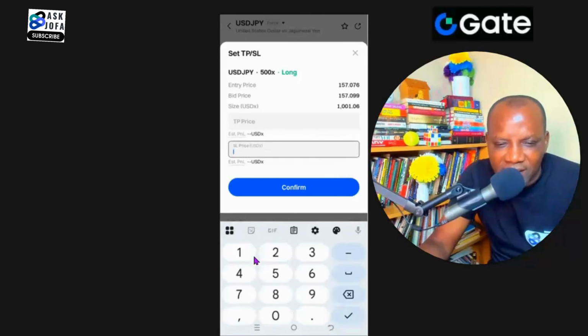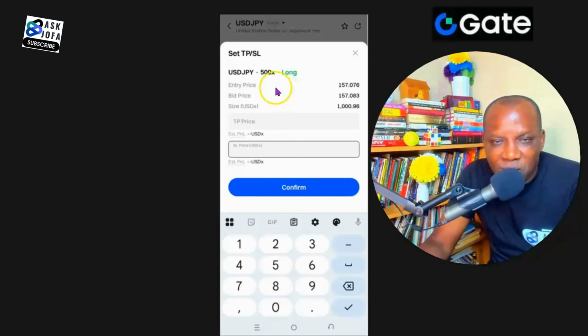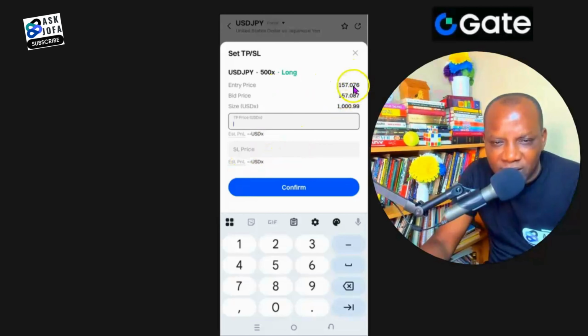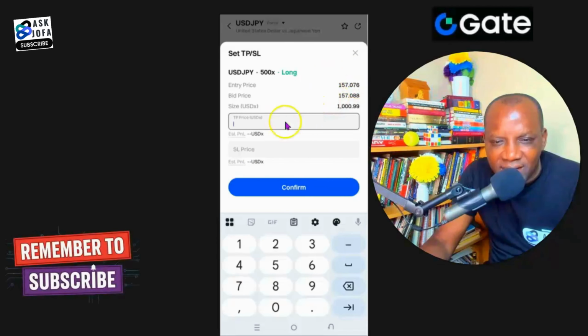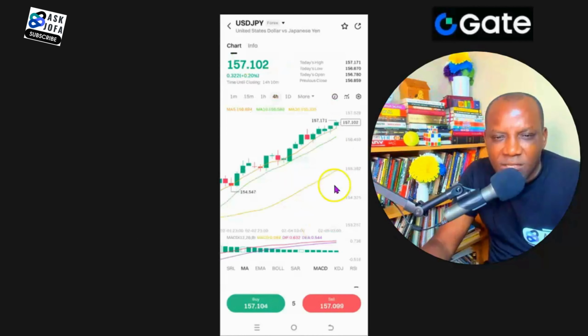You tap the inside. Now, this is my entry price. You're supposed to use your signal and chart to decide where you want to set the stop loss. To set it, this is where you set it. Since you want this amount to increase, if this currency hits 170, you should take profit. You set it. You just tap confirm. You see, I've confirmed it. I've set take profit successfully. So this is how you trade using Gate TradFi.